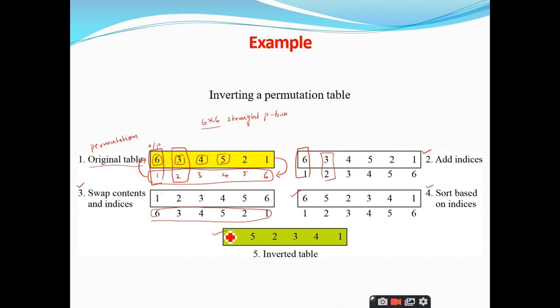So whatever you get here, 6, 5, 2, 3, 4, 1, that is considered as the inverted table. Very simple concept, right? You take the original permutation table, you add the indices, you swap the contents and the indices, and then you again sort based on the indices. Then the resultant permutation table will be the inverted permutation table. This is a simple example which the author has explained to clear the concepts of how we are going to invert the permutation table. You may not know where we are going to use it, but you should have an idea. That's it. Is it clear?